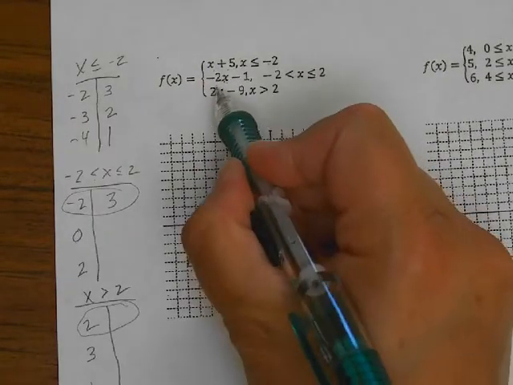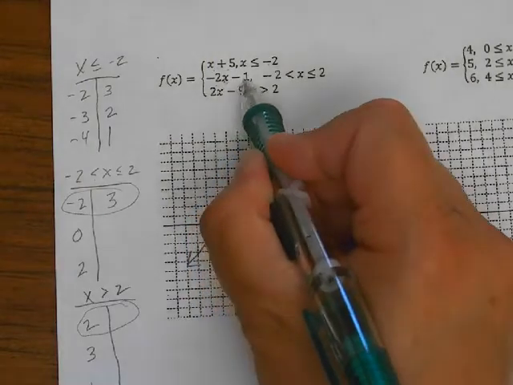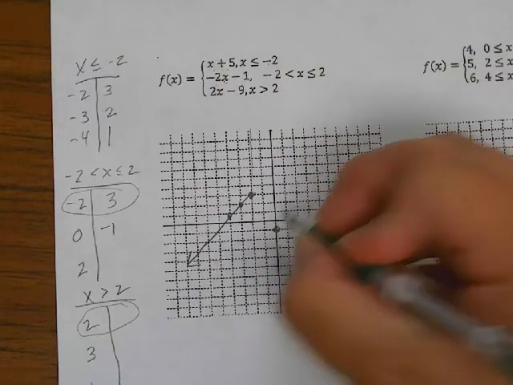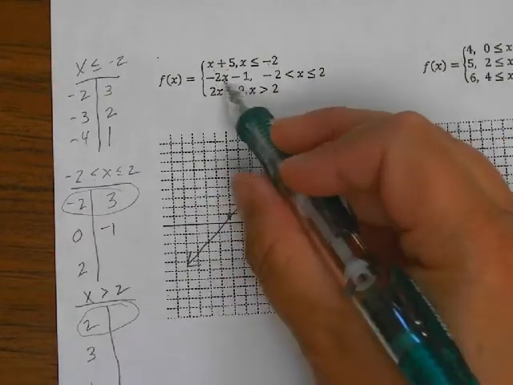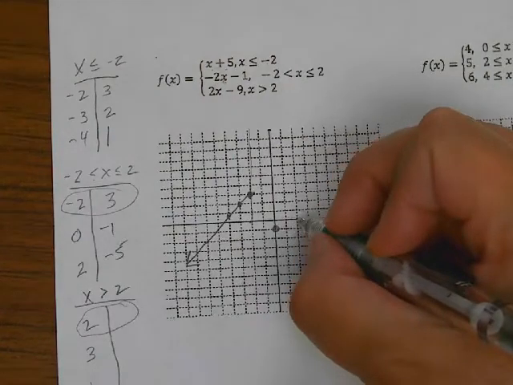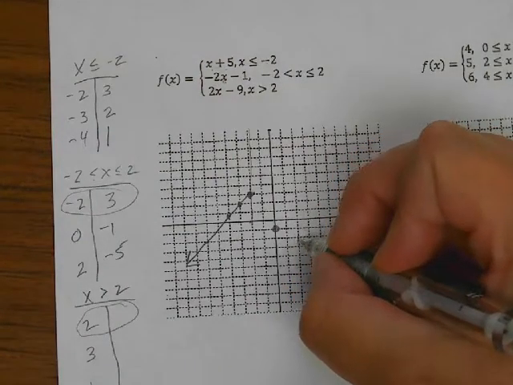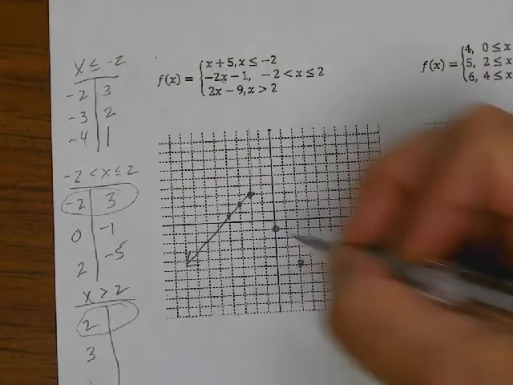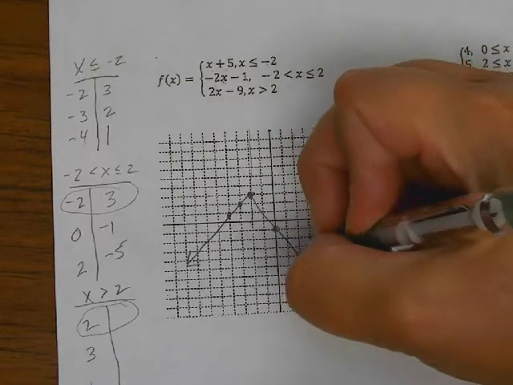Try 0. Negative 2 times 0 is 0. 0 minus 1, negative 1. And then 2, it'd be negative 4 minus 1, which is negative 5. So I've got a point at (2, -5). And that one has a closed circle here, so it kind of looks something like this.